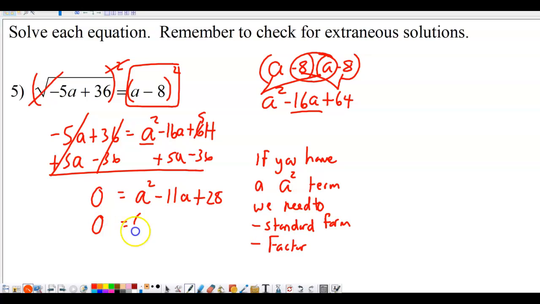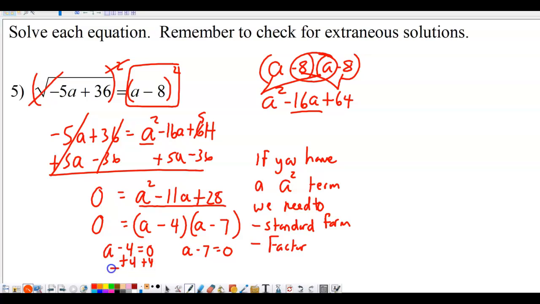So we have 0 equals, now if you want to factor this using the box method you can, but I'm just going to go ahead and put the answer here. That'd be a minus 4 and a minus 7 is what would work there. And you're going to set each one equal to 0 and solve. And once again, these could be my answers, but I might have an extraneous solution here.